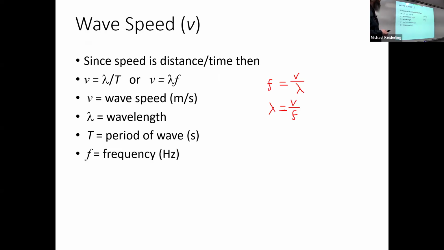Since speed is distance over time, the distance is the wavelength and the time is the period. But 1 over the period is just the frequency. So the speed of a wave is wavelength times frequency. That means if you want to find the frequency when you know the speed and the wavelength, frequency is speed divided by wavelength, and wavelength is speed divided by frequency.